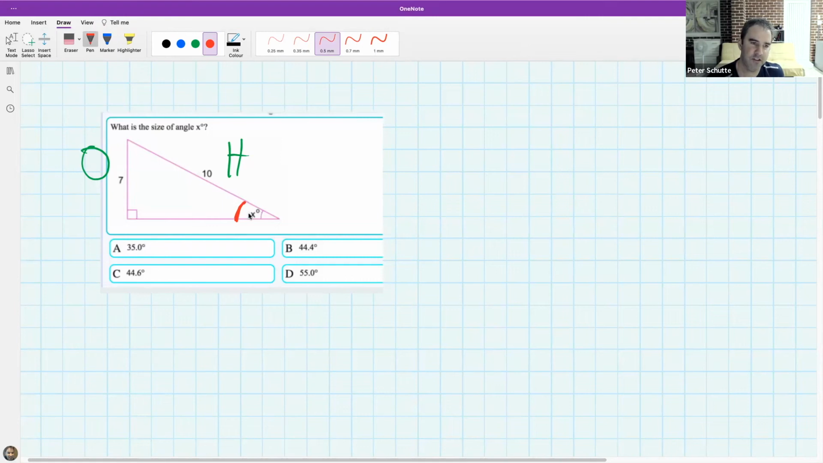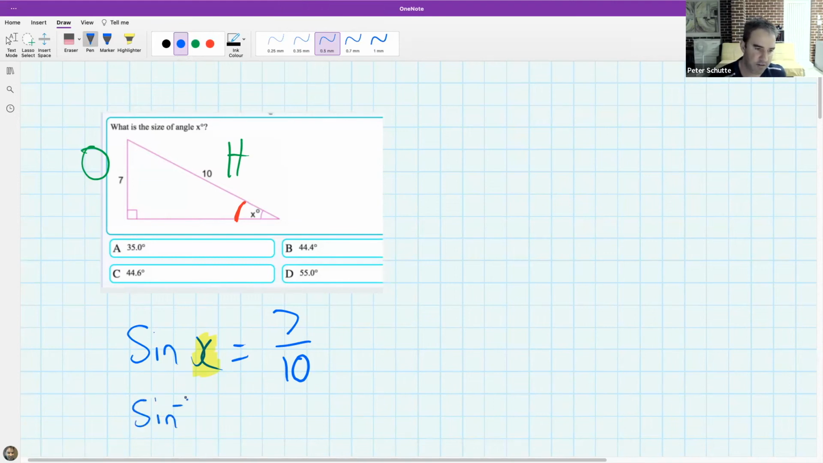So I said to you guys earlier in the lesson, it was all about finding sides and angles. And in this case, ask yourself what trig ratio involves O and H. And I think you can say the sine of X is just going to be 7 over 10. Now, what you need to do in this question is you need to get the X all by itself. And so what you do is you use something called inverse sine or arc sine. And so you type into your calculator, I want the sine minus 1 of 7 over 10, and that will give me my value of X.